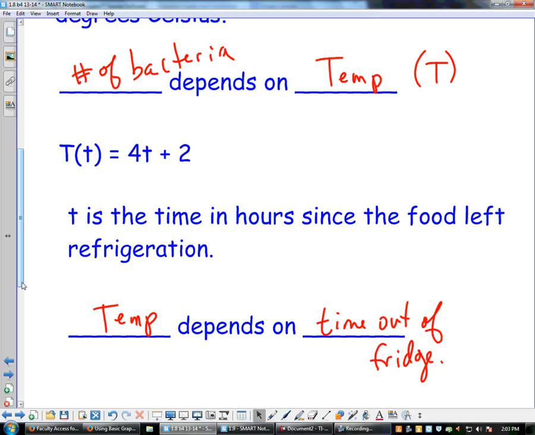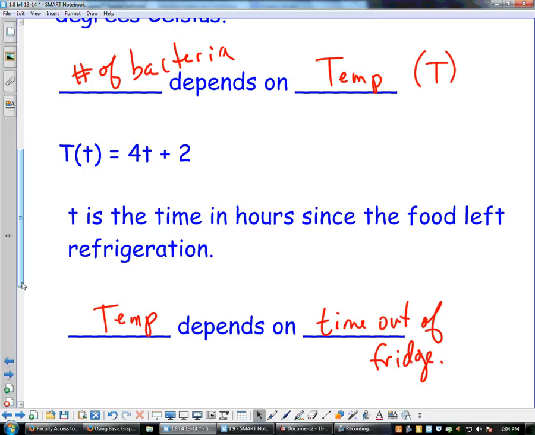Wait, can you re-explain why that is? Why what? I understand the first one, but not the second. If you take something out of refrigeration, the amount of time it's been out will determine the temperature that it's at, right? If it's been out longer, it'll be at a temperature closer to room temperature. The temperature of the substance. The temperature of the food that you've taken out of the fridge.